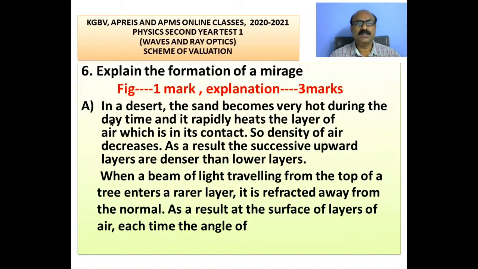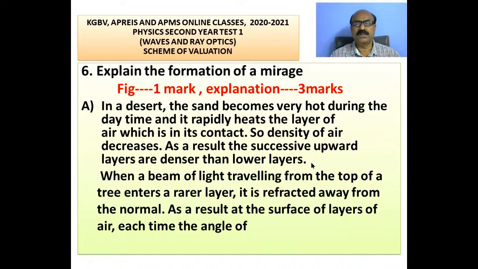Now let us see. In a desert, the sand becomes very hot during the daytime and it rapidly heats the layer of air which is in its contact. See, different layers of air connected with the sand, or different layers of air connected to the road. You need not take desert, you can take a road. So different layers of air you have to consider. So the density of air decreases as a result. The successive upward layers are denser than lower layers.